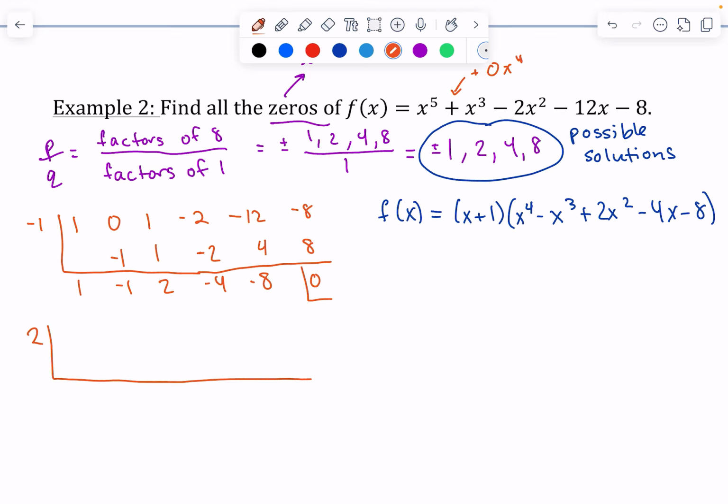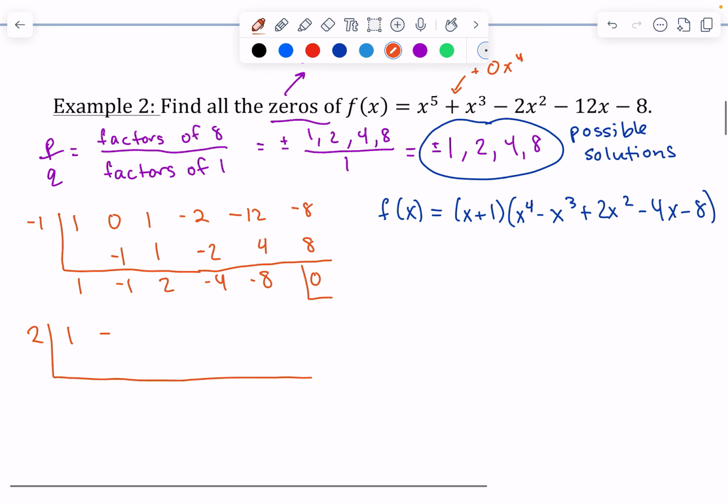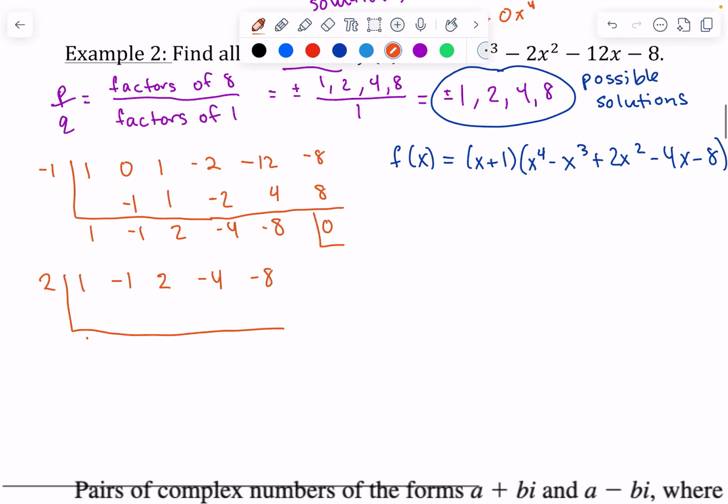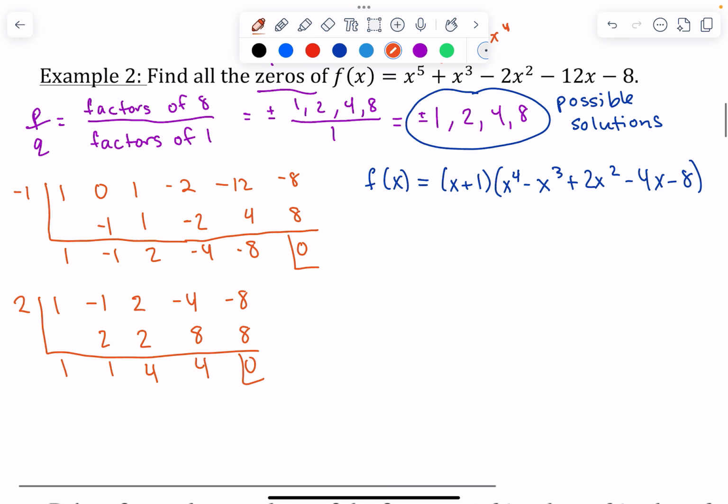And I don't want to test it with the original function. I want to test it with the part that still needs to be factored further. So 1, -1, 2, -4, -8. Just going to make that a little bit smaller. Okay, so bring down the 1, 2, 1, 2, 4, 8, 4, 8. Oh, look at that, it works. Very nice.